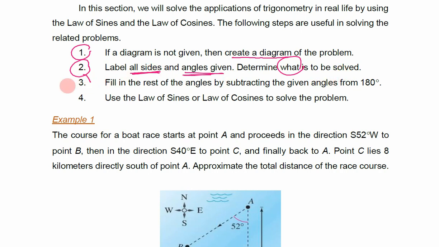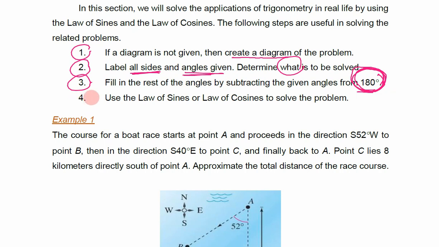And then third, fill in the rest of the angles by subtracting the given angle from 180 degrees. This depends on what the question actually wants. If it wants to know about the angle, then you need to find the angle. But you must know that the total of the angles in a triangle is 180 degrees.